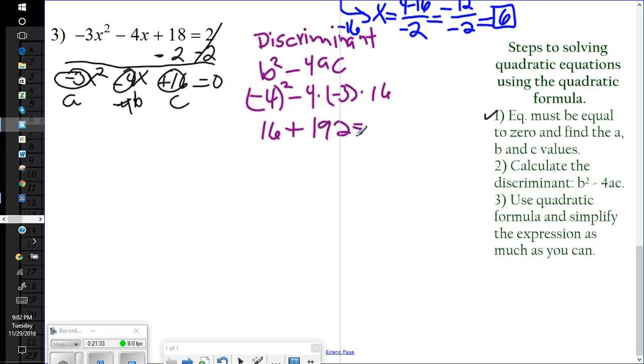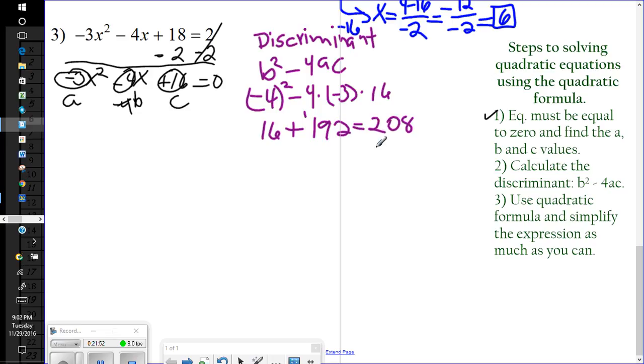Now add the numbers. 2 plus 6 will give you 8. I'm sorry, 9 plus 1 will give you 10. 0 and carry your 1, so your answer is 208. Okay, now my discriminant is 208.